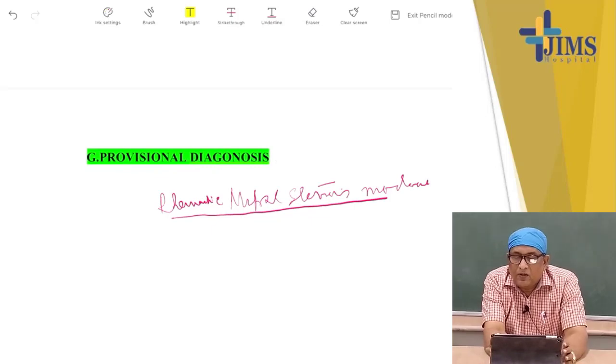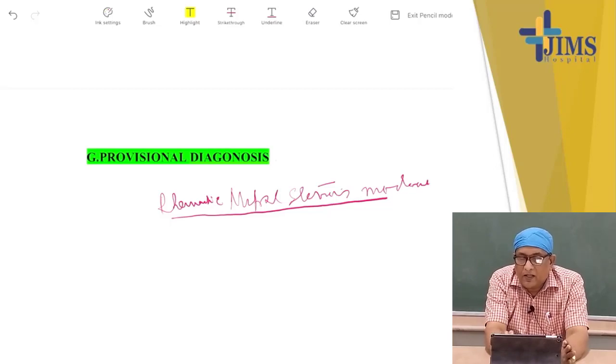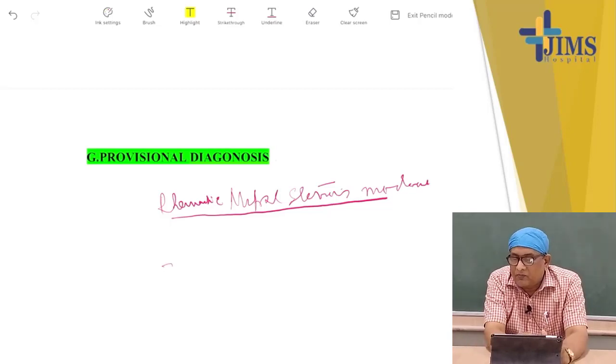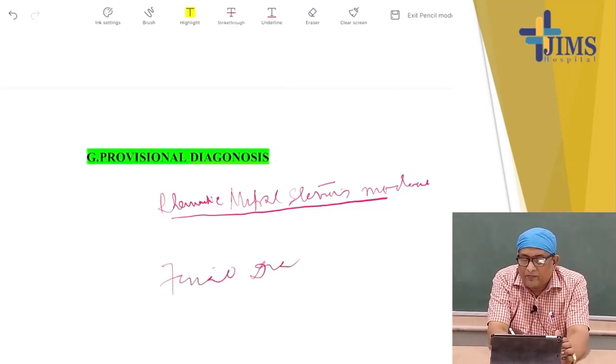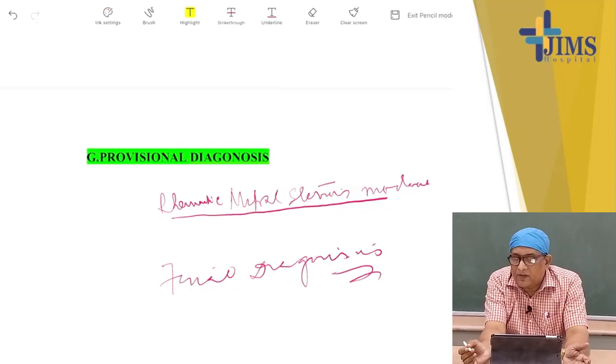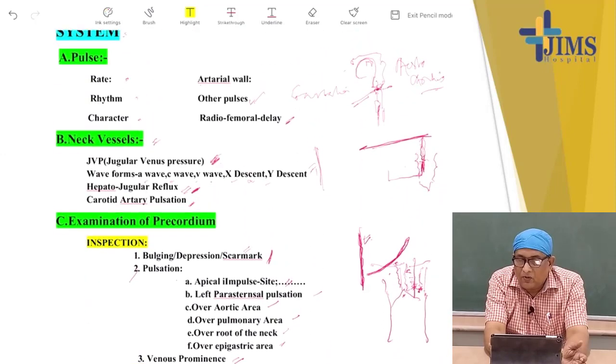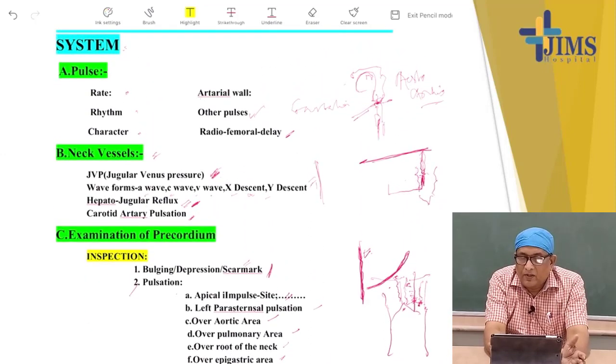So in this way we examine the cardiovascular system in our clinics and come to the diagnosis, and we send some investigations. We will send some echocardiography, we will send some ASO titer like this, and then ultimately when the investigation reports come, the final diagnosis will be made, and we will start treatment. So this is the way of examination of the cardiovascular system, and you know the proforma of history taking and general examination. Then in cardiovascular examination you have to stress more on the pulse, the neck vessels, and examination of the precordium.